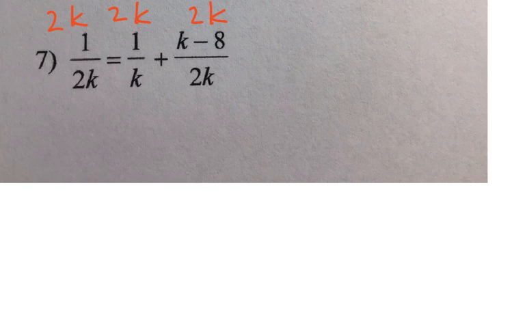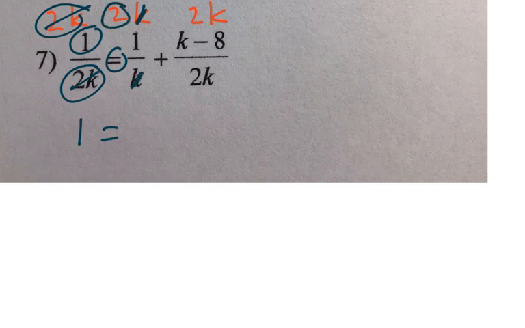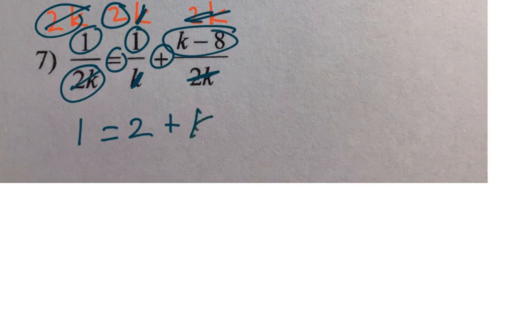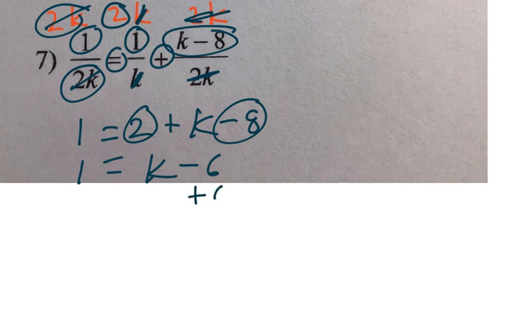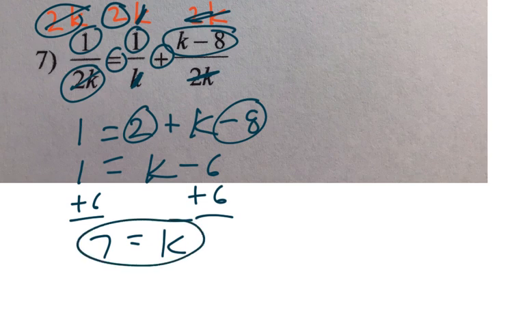And what happens now is I'm going to times every single thing by 2k, and a lot of nice things are going to happen. Like notice here and here, they're going to cancel each other out. I'm just left with 1 equals. Here, only the k's cancel out. So I have this 2 times 1, which is a 2, plus. Here, the 2 k's cancel out. I'm left with k minus 8. And now I just have an equation to solve again. So 1 equals k minus 6, because 2 minus 8 is negative 6. Now I'm just going to add 6 to both sides. K must be 7.